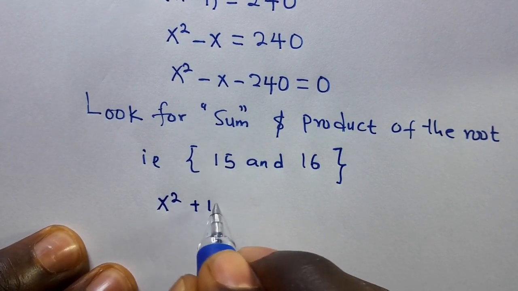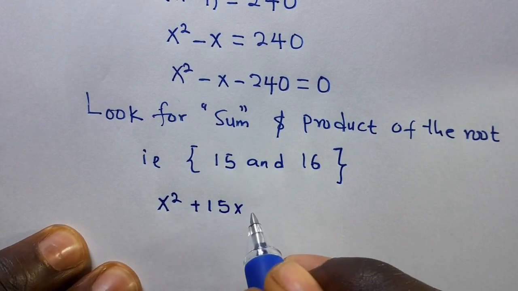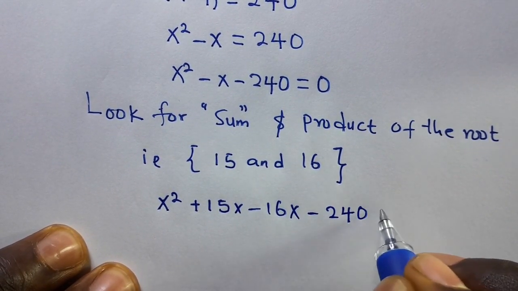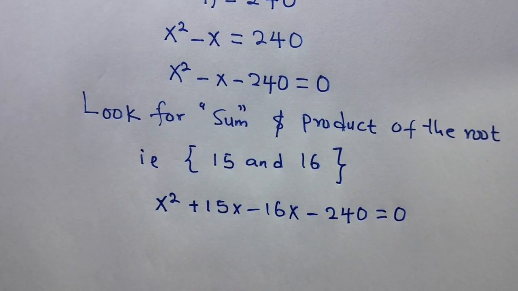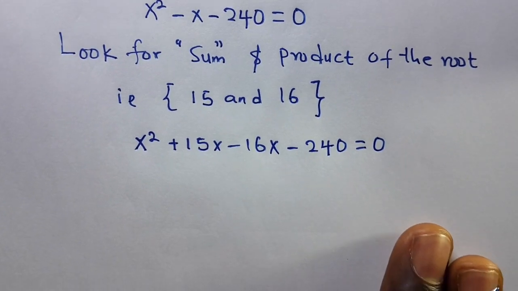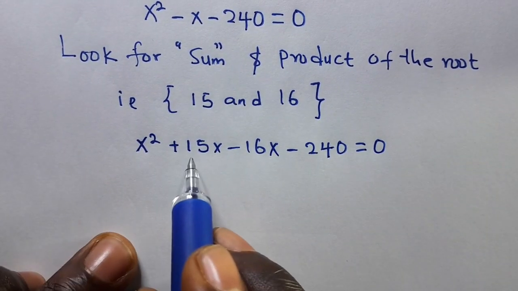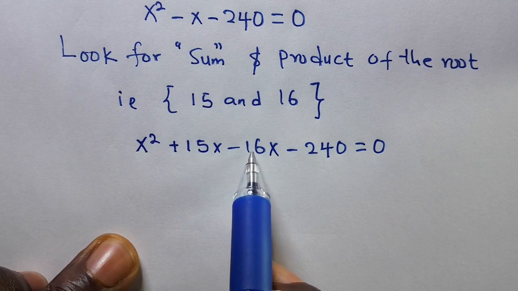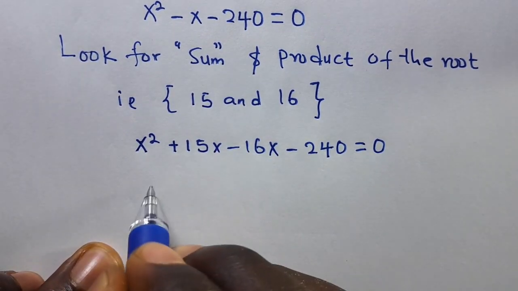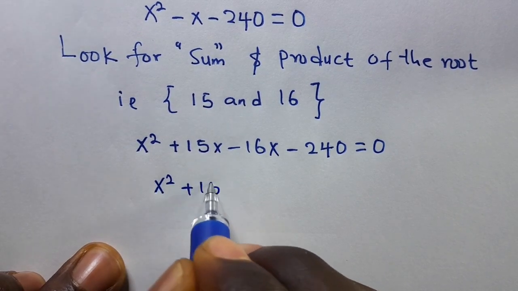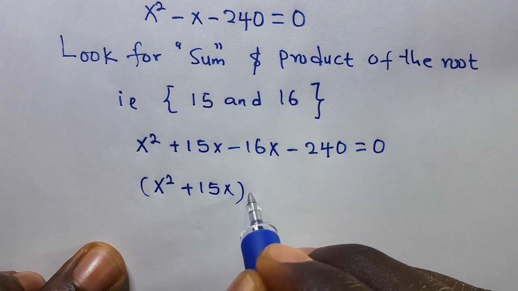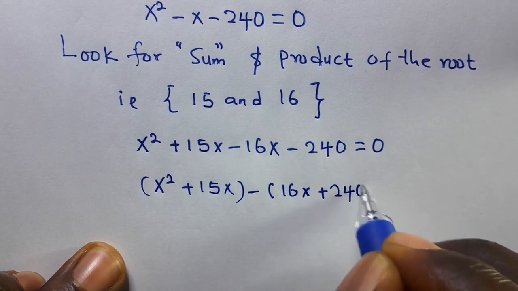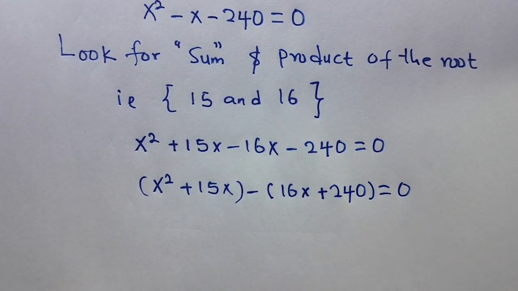So we can have it here to be x squared plus 15x minus 16x minus 240, and we have everything equals 0. Now I factor this together: we have x squared plus 15x, minus 16x, then this will change to plus 240, and we have everything equals 0 because of the negative outside the brackets.